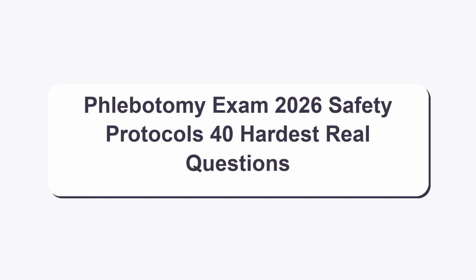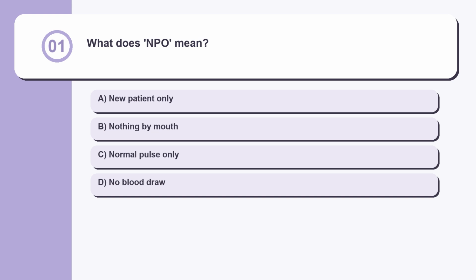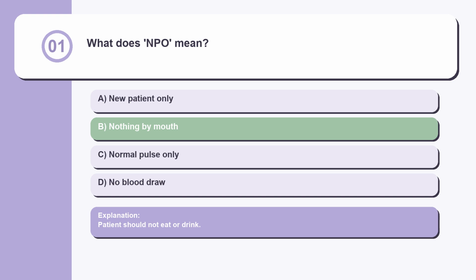Phlebotomy Exam 2026 Safety Protocols: 40 Hardest Real Questions. Question 1. What does NPO mean? New patient only. Nothing by mouth. Normal pulse only. No blood draw. Patient should not eat or drink.